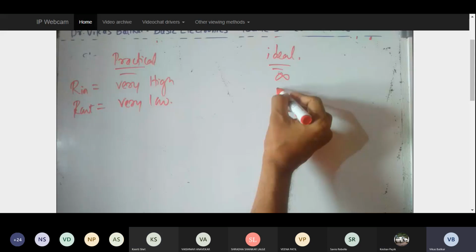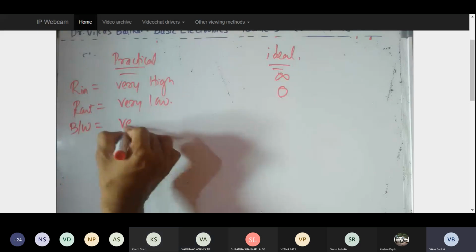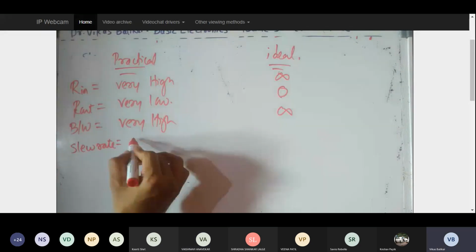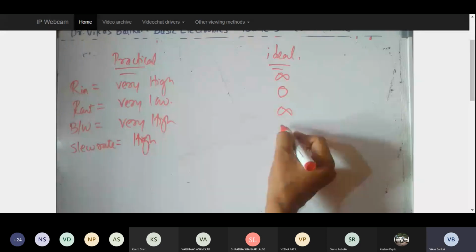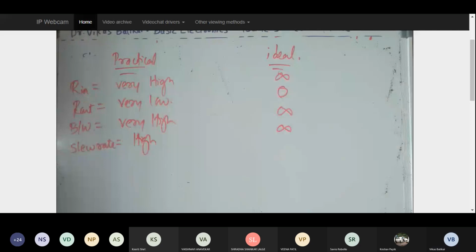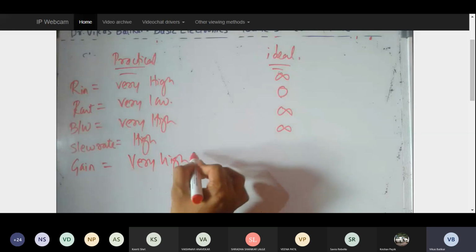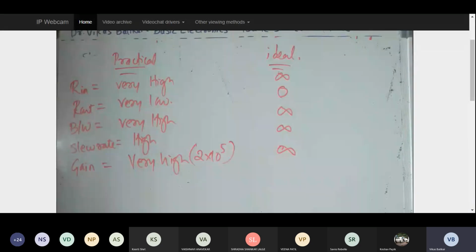And what about the bandwidth? Very high. And ideally infinite. Slew rate also should be high, but there's always a limitation. So ideally speaking, it is infinite. And what was the other thing? Did we talk about any other gain? Gain also should be very high, which is very high for my 741 IC. It is 2 into 10 raised to 5. Just remember this. And ideally speaking, the gain should be infinite. So these are the few characteristics that I discussed in today's class.